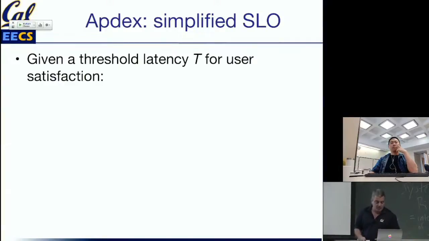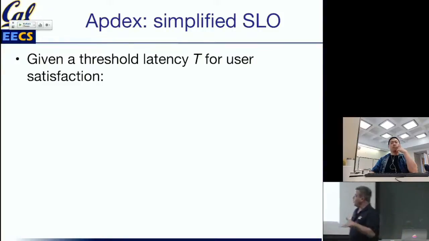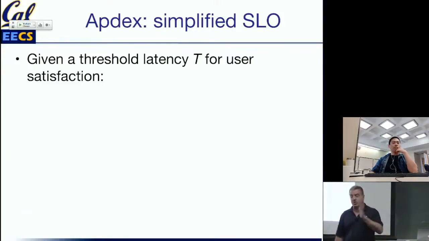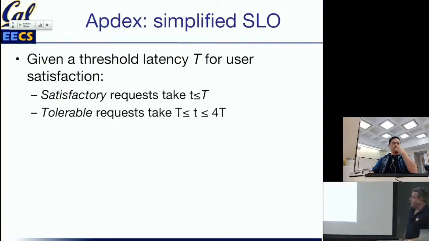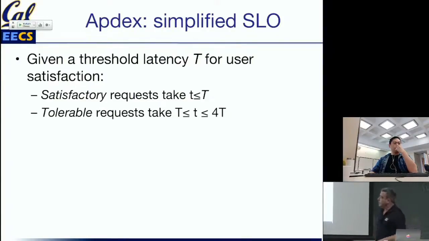And the way you calculate it is really simple. You pick whatever your threshold latency is for user satisfaction. So this is the number that you're aiming for. And you say that a request that takes less than that amount of time to get a response is satisfactory. Those users are happy. If the request takes longer than that, but less than 4 times as long, you say that the user tolerates the behavior, although they're not necessarily thrilled. And if the requests take even longer than that, then you basically get no credit.